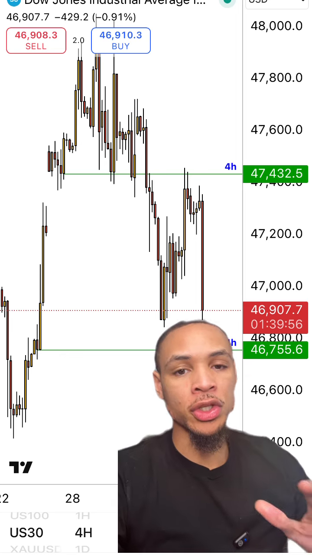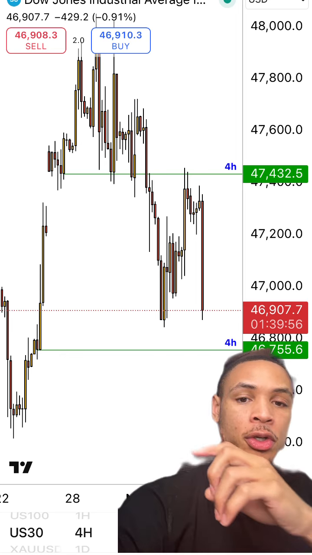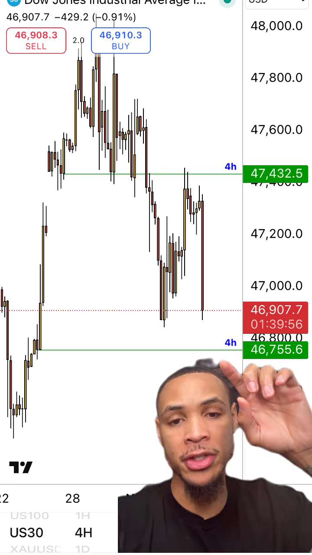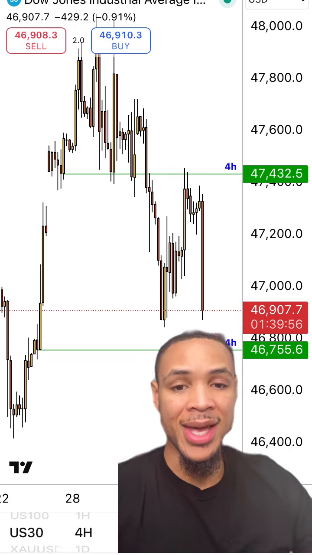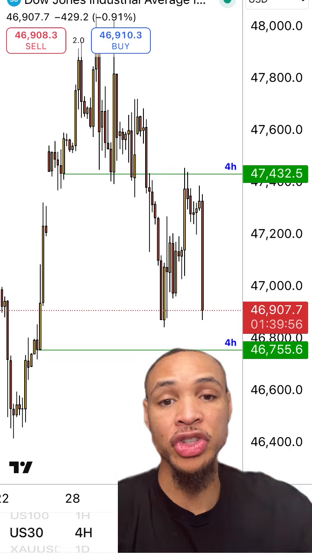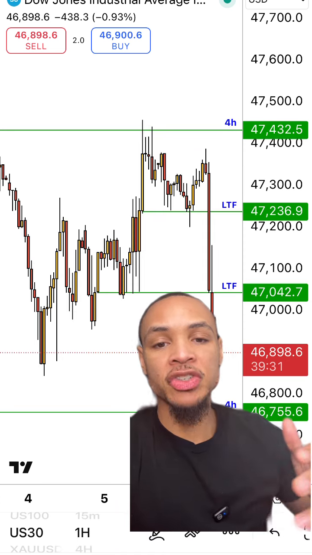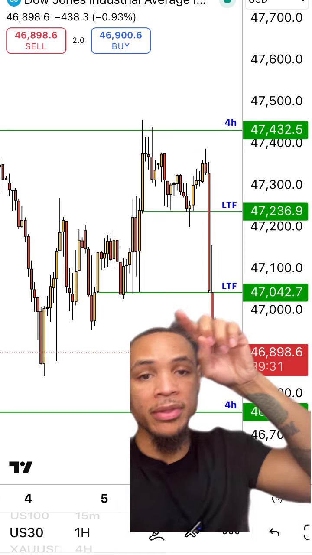So the first thing you want to do is go to the higher time frame. For me, I'm going to go to the 4 hour time frame. And on this, I'm looking for where's my current support and my current resistance. At the end of the day, market moves along with structure, but it's always going to go to a support and a resistance.